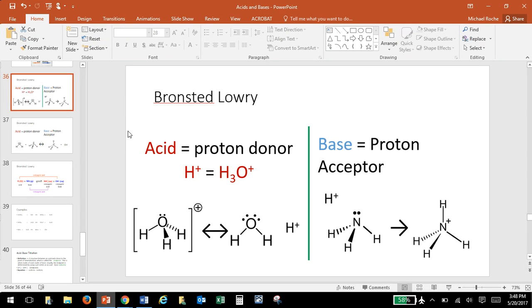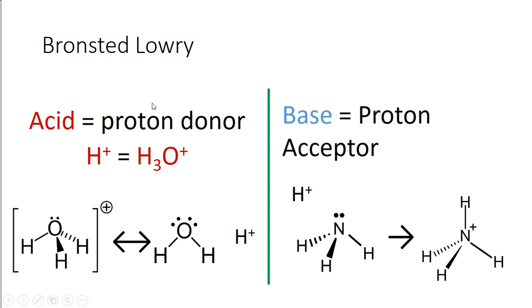The last one: Bronsted-Lowry bases and acids and titration. So Bronsted-Lowry, unlike Arrhenius, who said acids produce H plus and bases produce OH minus when they're in water, came up with the idea that an acid is a proton donor. So anything that would give up an H plus could be an acid, and anything that would receive that H plus, that proton, would be a base.